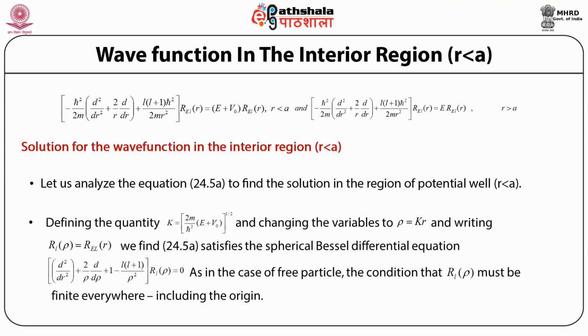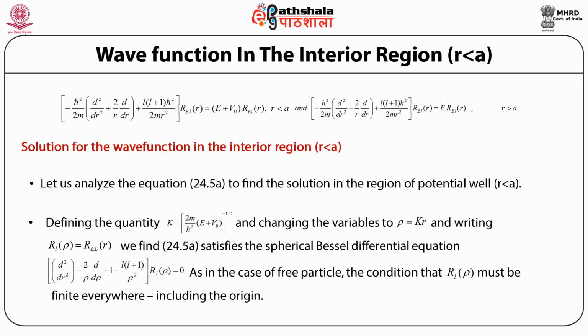Defining the quantity k equals square root of 2m by h bar square into E plus V0, and changing the variables to rho equals kr and writing R_l(rho) equals R_El(r), we find 24.5a satisfies the spherical Bessel differential equation d2/d rho square plus 2 by rho into d/d rho plus 1 minus l into l plus 1 by rho square, R_l(rho) equal to 0.